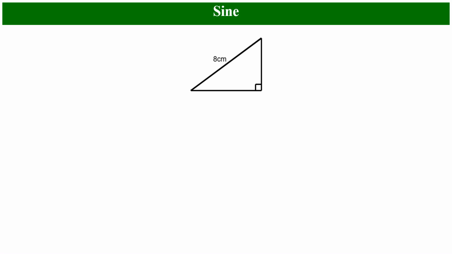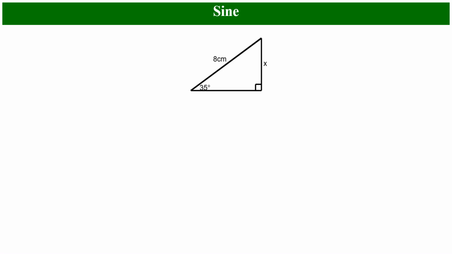And suppose that the hypotenuse has length 8 centimeters. Now the hypotenuse is opposite the right angle. And let's say that the angle is 35 degrees. And supposing we want to find the length x there. Now x is in fact the opposite, because we can see it's opposite the 35-degree angle.